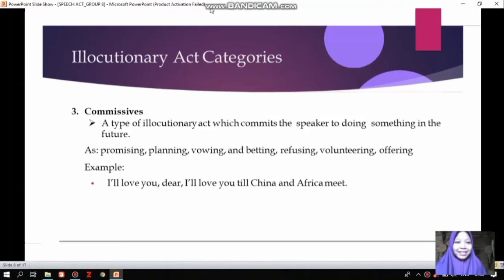So dramatic, right? And then the second example: I'll make him an offer he can't refuse. Maybe another example: I promise to buy you ice cream after school. Something like that.